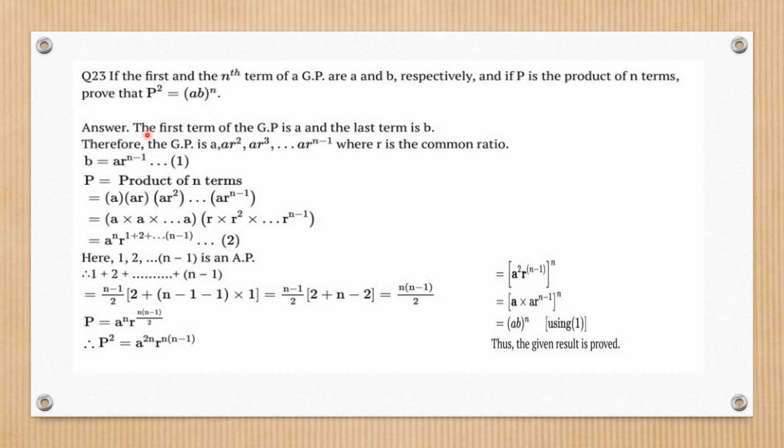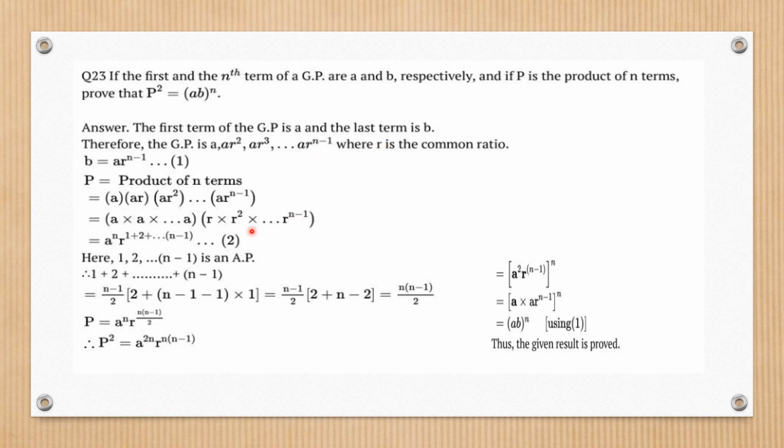The first term of the GP is a, and let the last term be the nth term. So the GP is like a, ar, ar square, ar cube, and the last term, that is the nth term, is ar raised to power n minus 1 with common ratio r. Now b is the last term, so b is ar raised to power n minus 1. This is our equation number 1. P is the product of n terms. So let us see how we take the product: a into ar, into ar square, and so on, up to ar raised to power n minus 1.